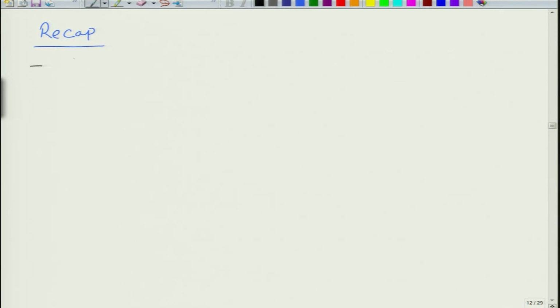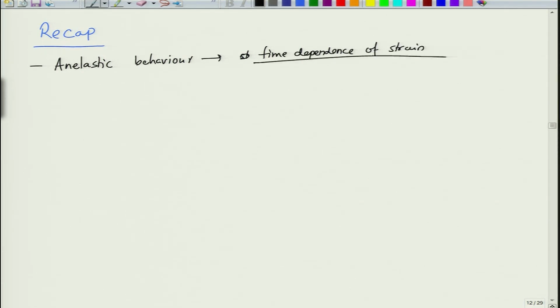In the last lecture we looked at inelastic behavior. In fact, we were doing that in the last few lectures. Inelastic behavior is essentially the time dependence of strain, you can say. Strain basically does not follow the stress at the same time, as a result it takes time. So, what you end up getting is this kind of behavior.